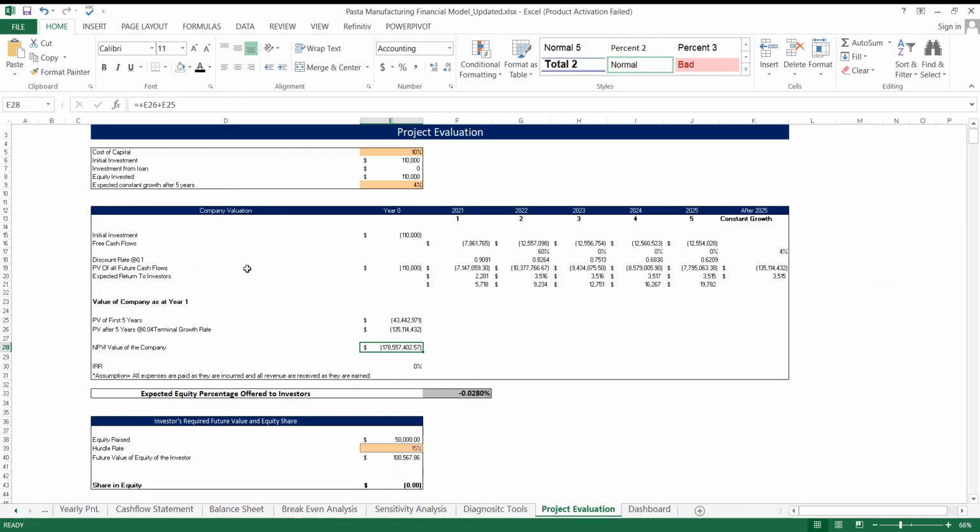The project evaluation sheet consists of the cost of capital, expected growth rate, the future cash flows, the present value of future cash flows, the terminal value after 5 years, net present value of the business, internal rate of return.